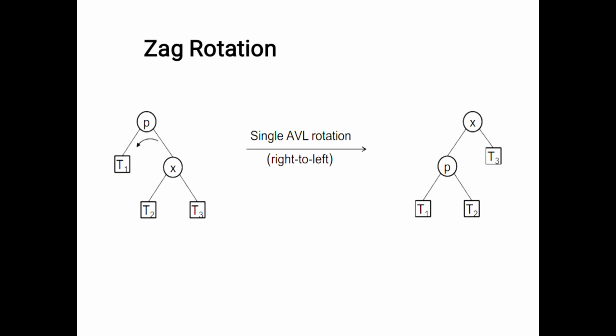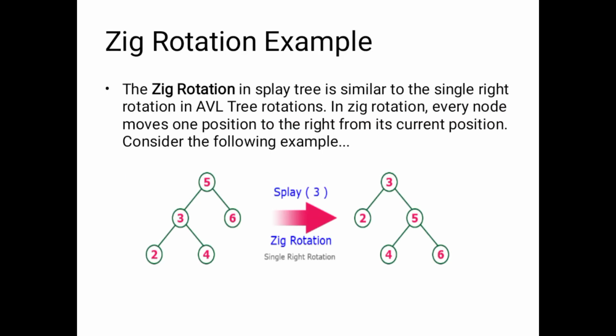We have to check that if x is on the parent's right side, then we have to do the left rotation. This means x's parent is there, and the parent's right side we have to connect to the p. This is the single left rotation. Here the node T is connected to the p's right side. This is the zag rotation. It means a left rotation.